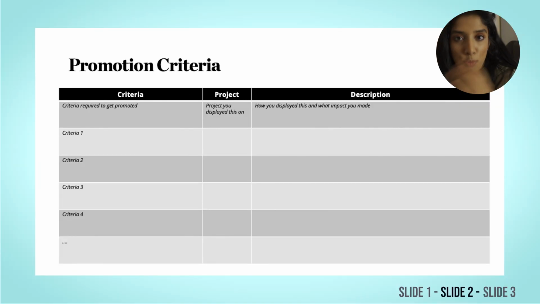And then I write down which project, as well as what I've done in that project to display that skill, and also write down the impact that I've made by displaying that skill. For example, if I presented, how many people did I present to? How many workshops did I lead?